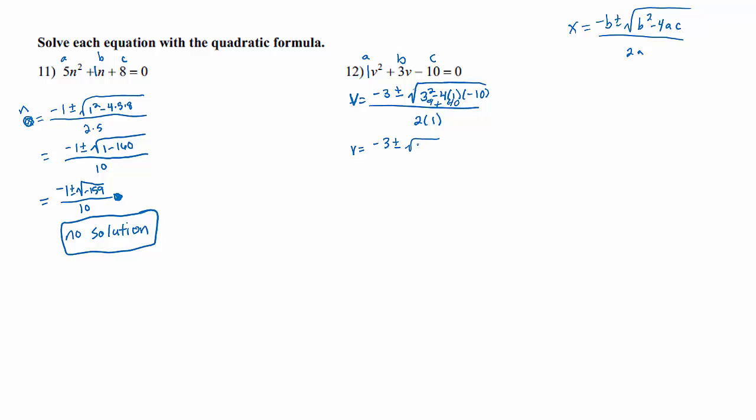And if we're able to get rid of our square root like that, then we're able to write this out as two different problems. We can say negative 3 plus 7 over 2 and negative 3 minus 7 over 2, and we can actually get two numbers for our answers. This would be 4 over 2, which is 2, and this would be negative 10 over 2, which is negative 5. So our answers on this are 2 and negative 5.